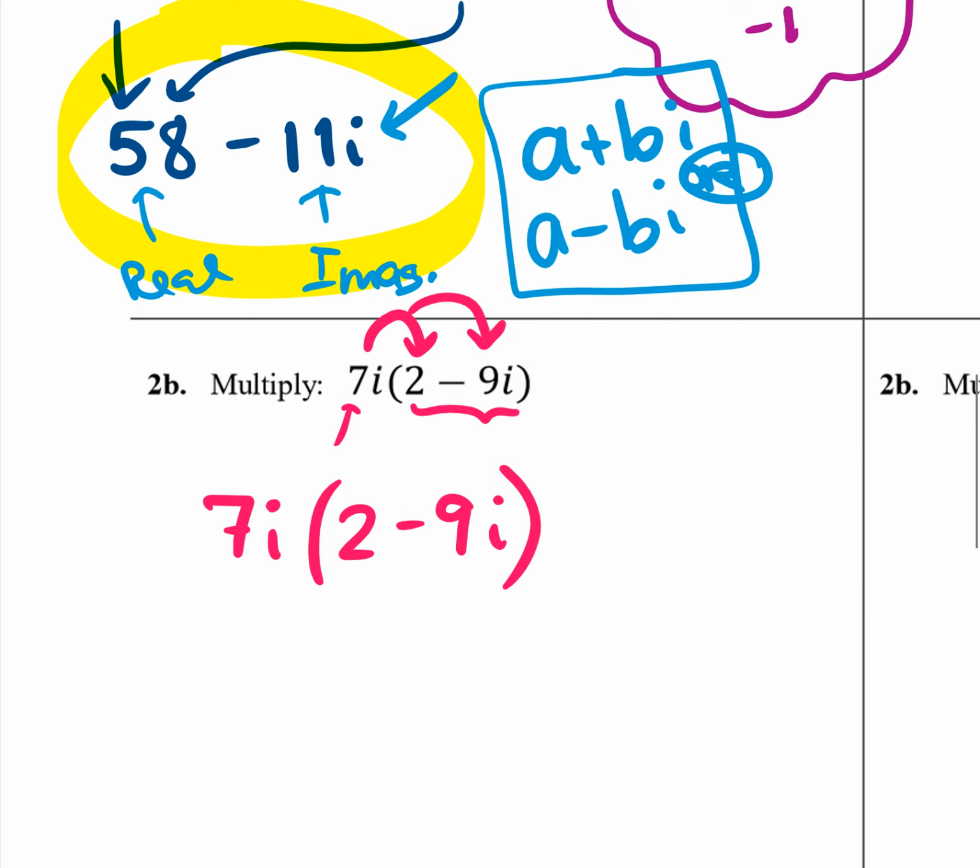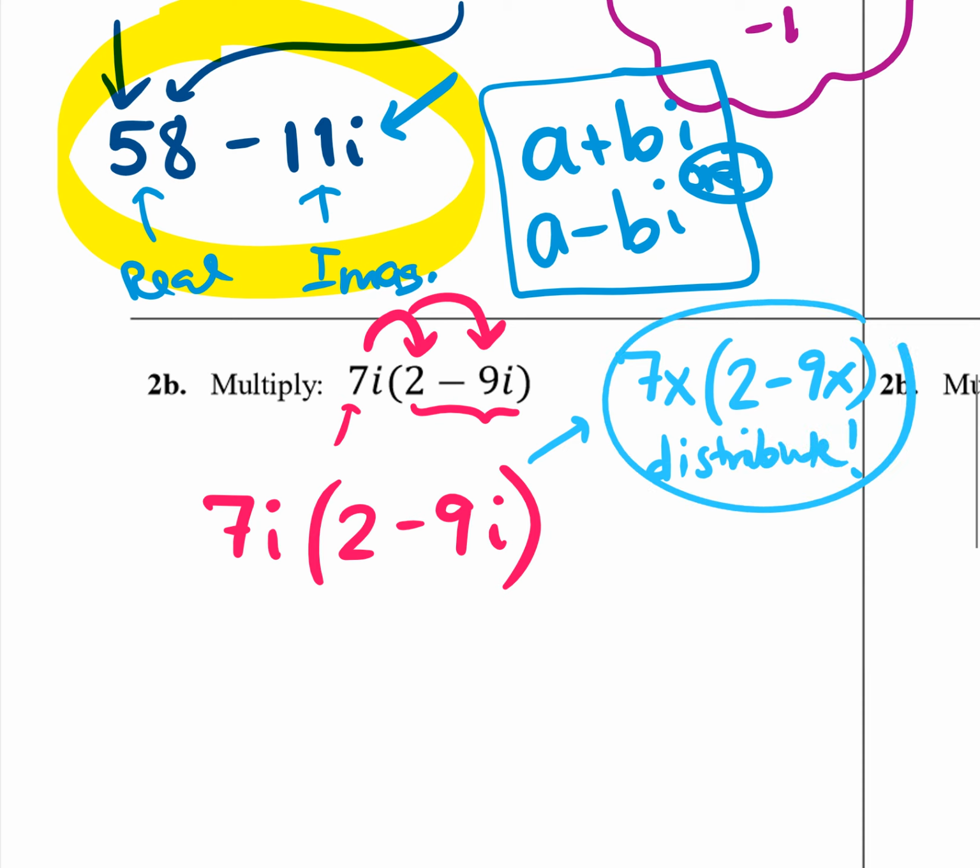Sometimes if you have imaginary or complex numbers and you're not sure what to do, try to rewrite everything with x's instead of i's, and then usually your instinct is correct. So imagine this problem had x's instead of i's. It has 7x times 2 minus 9x. Well, what would you think to do to multiply that? You would distribute, right? If you remember from algebra, distribute. Yeah, that's exactly what we're going to do.